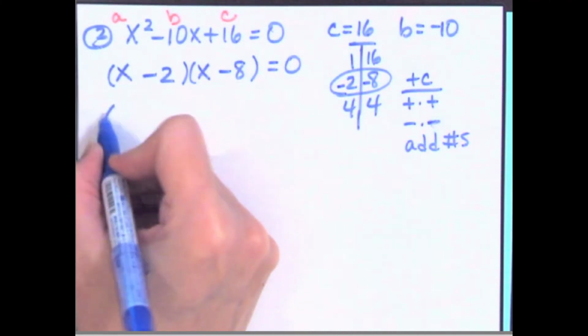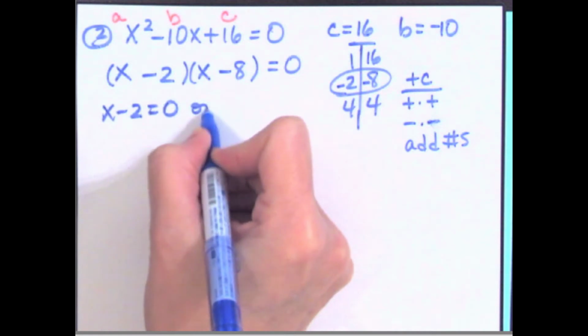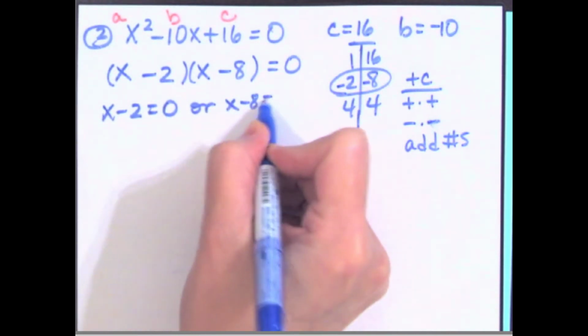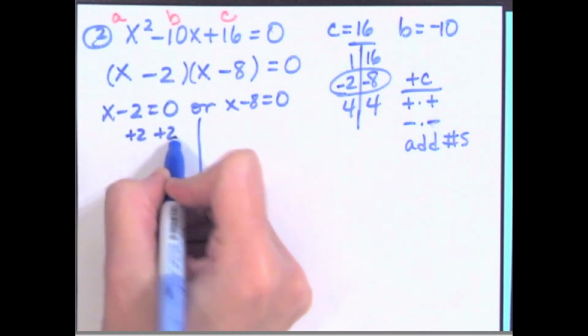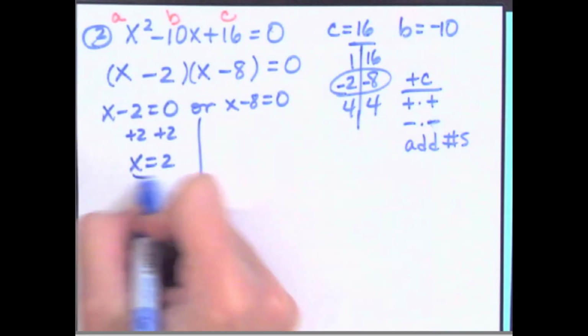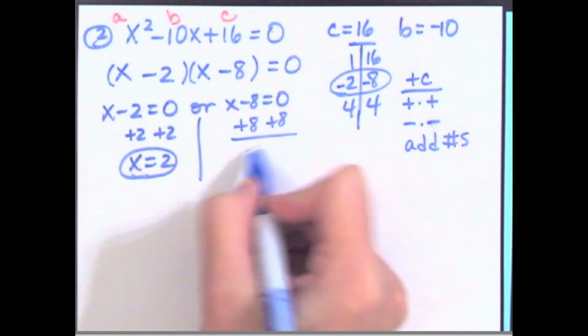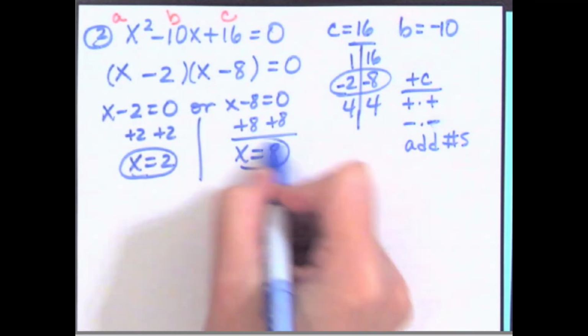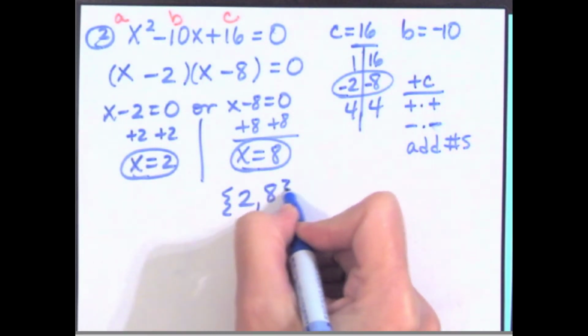And now we'll use the zero product property. So x minus 2 is equal to 0, or x minus 8 is equal to 0. Over here, we'll add 2 to both sides. So that'll be x is equal to 2. And on the right, we'll add 8 to both sides, and x is 8. So our answers are 2 and 8.